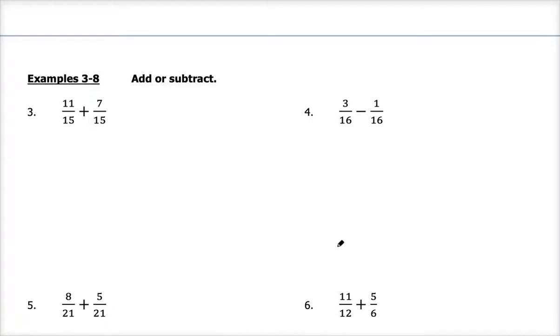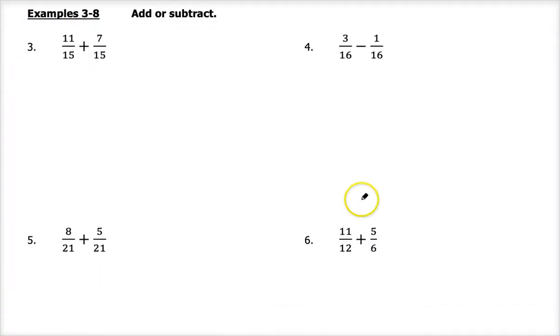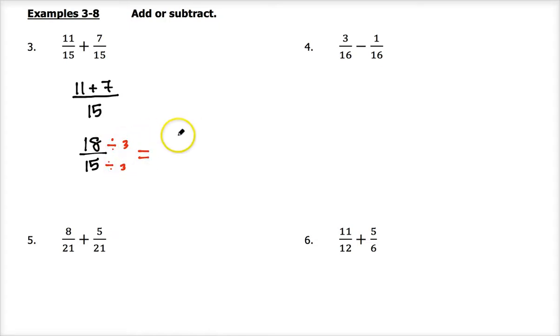Okay, let's practice some of these on the back now. Number 3, 11/15 plus 7/15. I have common denominators, so I will keep the denominator 15, and I'll combine my numerators, 11 plus 7. 11 plus 7 is 18, so I get the fraction 18/15. 18/15 will reduce, so I can divide both 18 and 15 by 3. And that gives me the fraction 6/5.